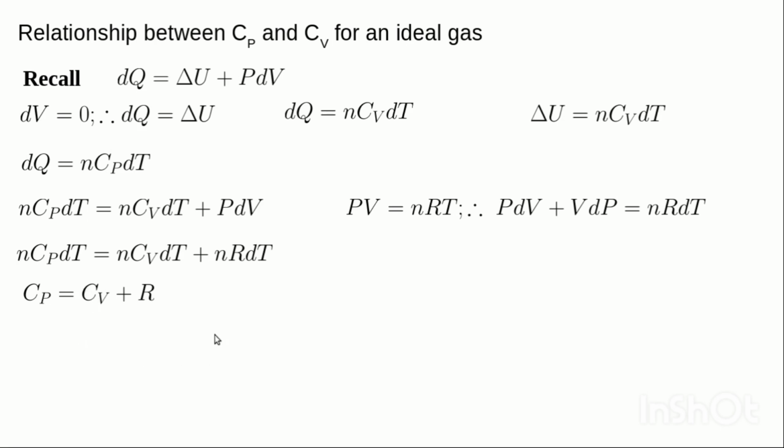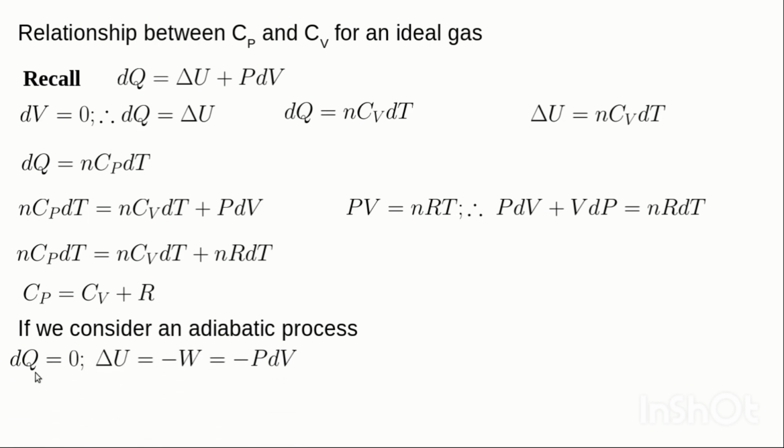Okay, so at this point, let's consider another situation where we have an adiabatic process. Now, recall that for an adiabatic process, the Q is 0 because no heat is transferred into the system or taken out of the system. So if that's the case, we are left with dQ equal to 0, dU equal to minus W, or minus P dV. But we also notice that our P, we can make the subject of the formula and replace with nRT all over V and substitute here. So that our change in U, which has been found to be nCv dT, is now equal to minus nRT all over V dV.